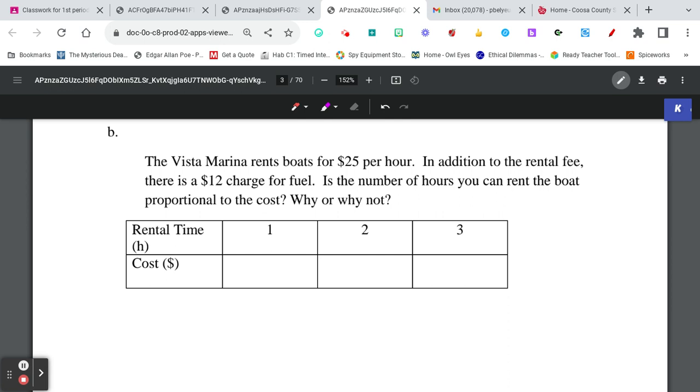It says, in addition to the rental fee, there's a $12 charge for fuel, which means you've got to put some gas in it. They'll fill it up for you. They're charging you $12, but they still want you to pay what? $25 an hour, okay? So, Micah, if you stay out there for an hour, you only have to pay $25 plus the gas. You stay out there for 2 hours, you have to pay what? $50 plus the gas, okay?